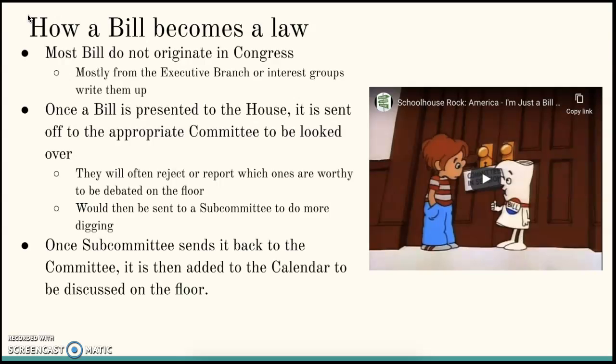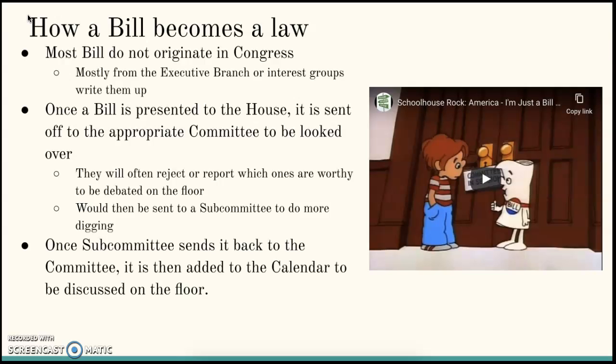Once a bill is presented to the House, it is sent off to the appropriate committee to be looked over. At this point in the committee is where often bills would be rejected, or they would be sent out to the floor to be debated on and voted on by the entire chamber.